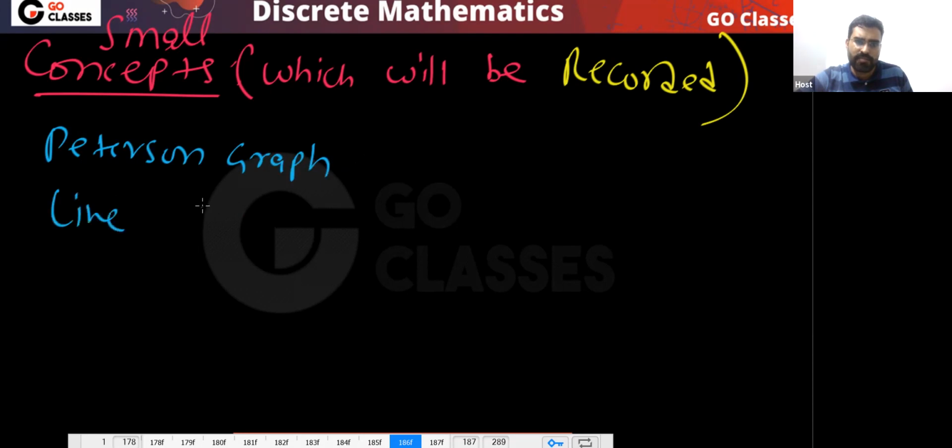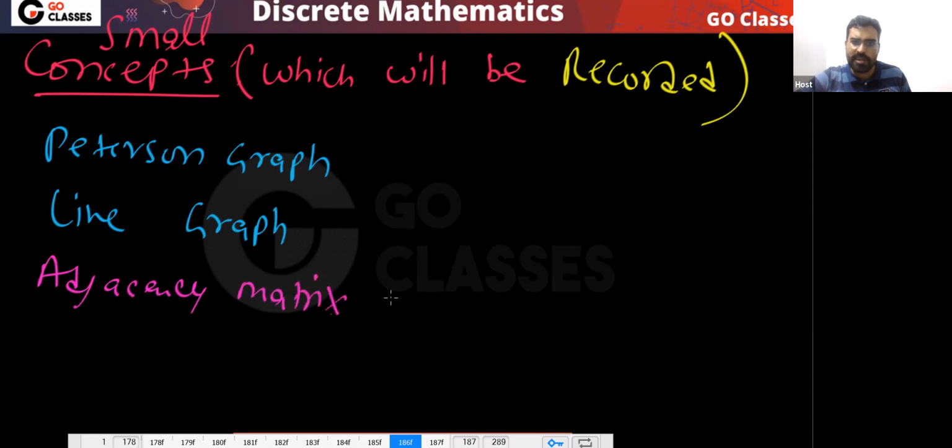There is a line graph. This we will record in a separate video. There is a concept of adjacency matrix analysis, the complete analysis. This we will record in a separate video. All these concepts we will record in a separate video. If there is any other concept, we will record it. Don't worry.